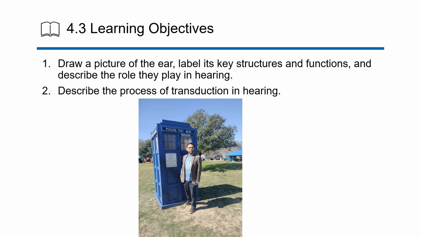Welcome to the third part of Chapter 4 lecture. In this section, Part 3 of Chapter 4, we're going to learn to draw a picture of the ear, label its structures and functions, and describe the role they play in hearing. And we're going to be able to describe the process of transduction in hearing.